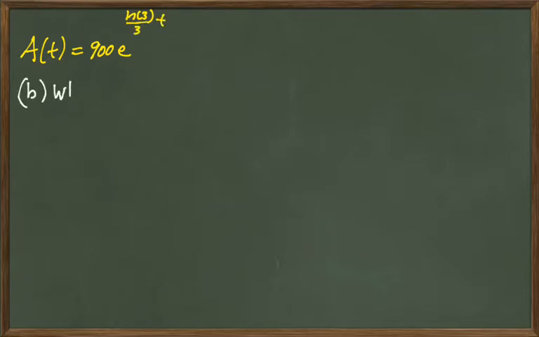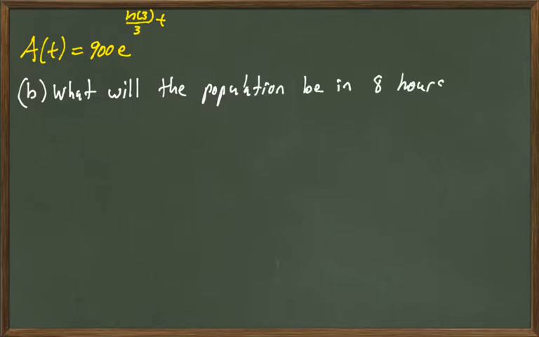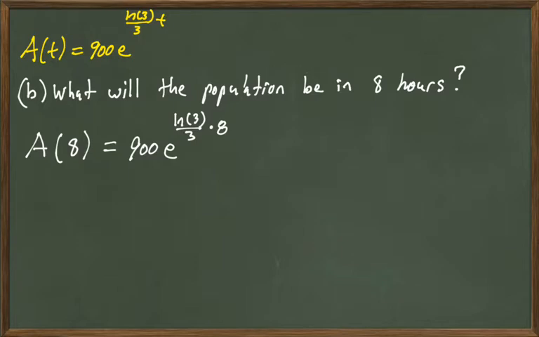The simpler of the 2 questions is, once you've got your model, they'll ask us, what's the population of the bacteria after 8 hours? Okay, so all we've got to do is plug 8 into the formula. So here it is. I'll go ahead and write it how you would most likely write it in your calculator. It would be 900 e caret parentheses ln of 3, close the parentheses, divided by 3, and then times 8, close your parentheses. Okay?